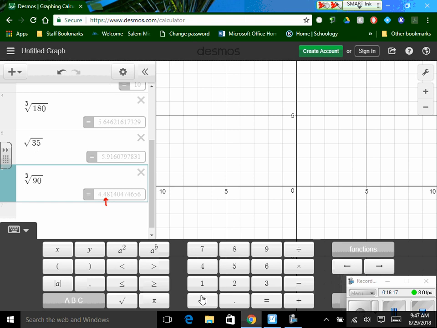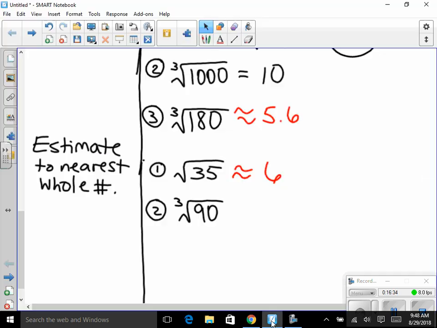Right? And another way to look at it is like money. If this were $4.48, would it be closer to $4 or closer to $5? Well, it's closer to $4. So if a number's 5 or more, you bump up. If it's 4 or less, then you keep it the same. So for the cube root of 90, it is approximately 4.